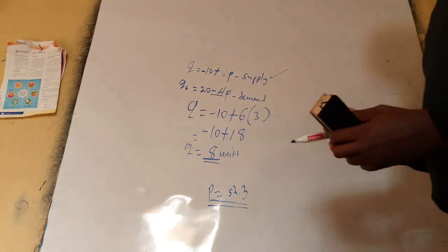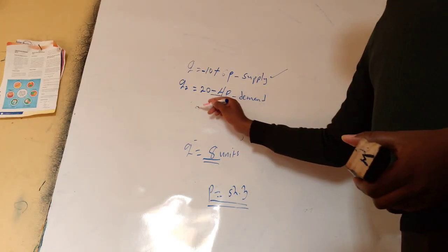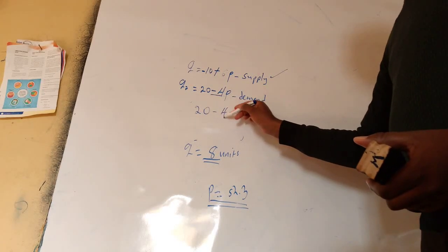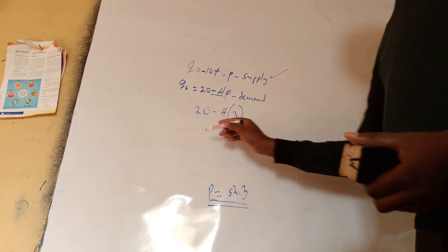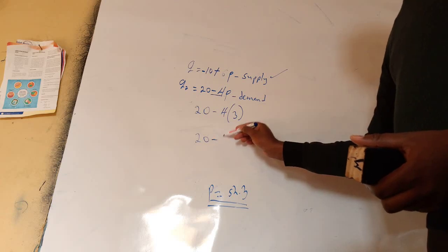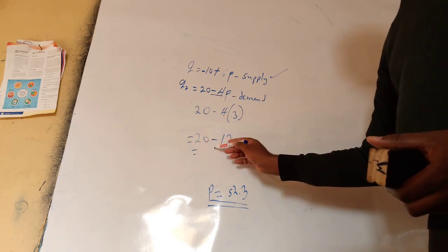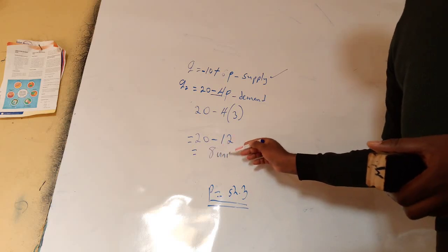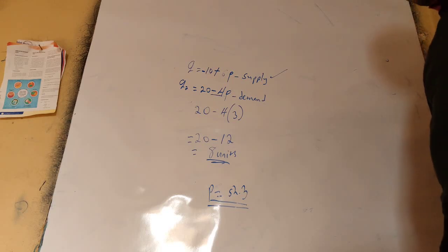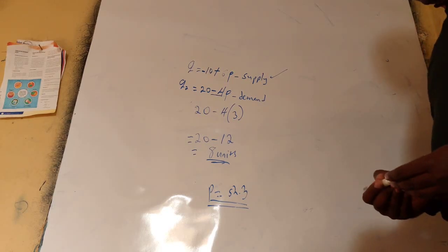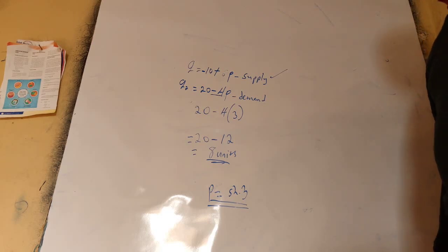Let me use equation 2 and see whether it will become 8. Try it. So take 20 minus 4P. So 20 minus 12, it becomes 8 units. That is the equilibrium quantity.